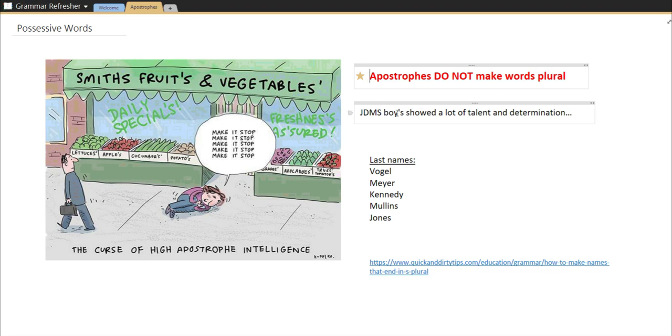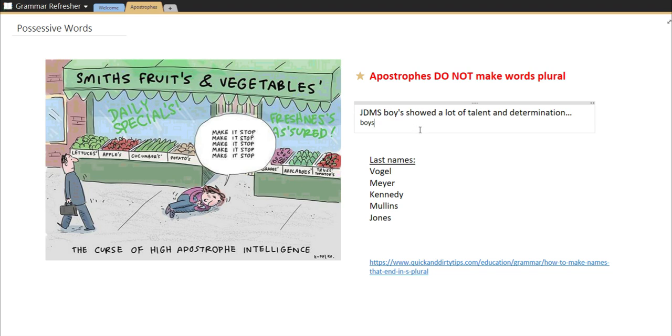Here, the principal does not mean a boy owns something. This boy cannot own showed. What this principal meant was simply the plural form of boys. So, John Doe Middle School boys showed a lot of talent and determination. This is a simple example of a plural noun.